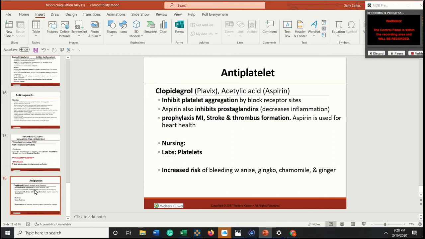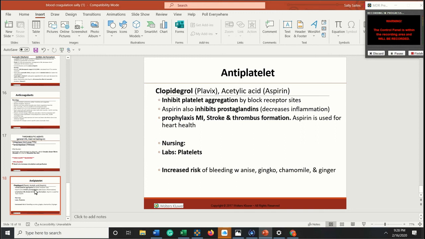We also have Plavix, clopidogrel, which is an excellent medication, not as bad on the GI system as aspirin is. Aspirin is an NSAID, and so it can cause GI distress and bleeding. Plavix does not cause that as much. They both inhibit platelet aggregation, as I said. Aspirin also has an additional advantage of inhibiting prostaglandins, so therefore they decrease inflammation.